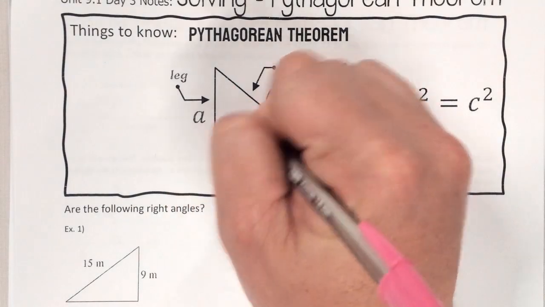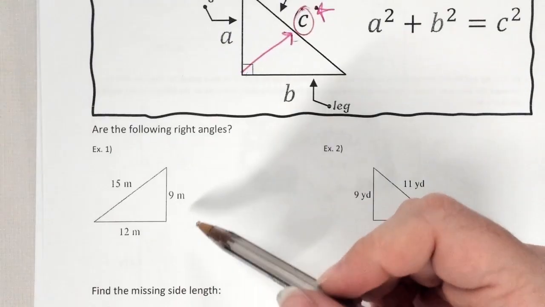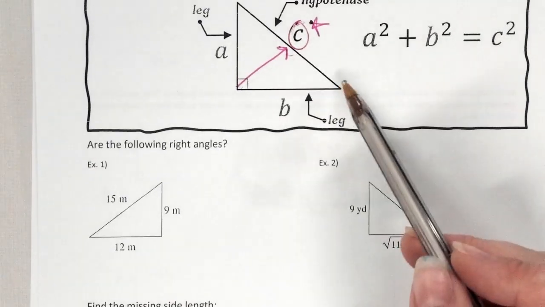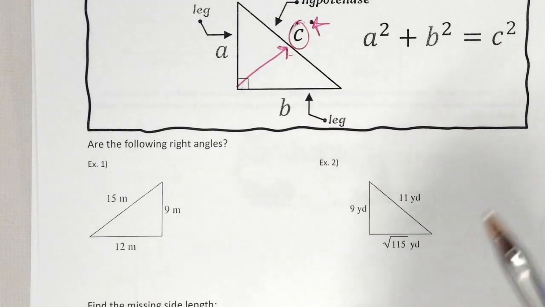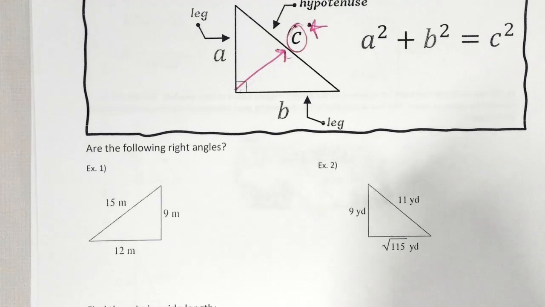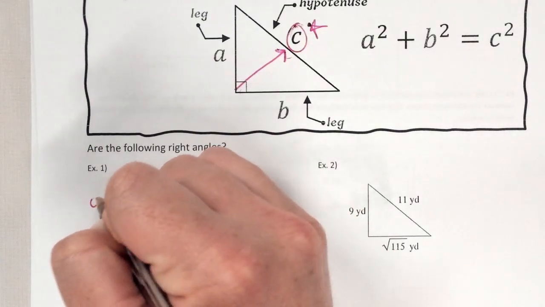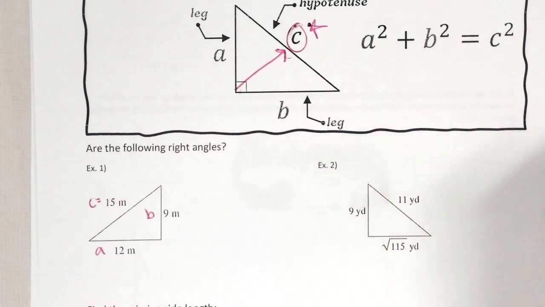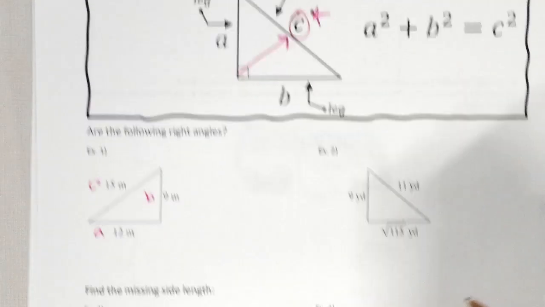Okay, so knowing that, let's look at number 1. Numbers 1 and 2 just ask, are the following right angles? All we're doing is plugging these numbers in and making sure. I know that this is my C, and A and B don't matter, so I can label this one A or B, and this one A or B. You just pick one.